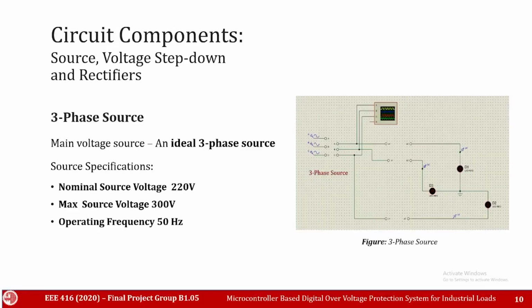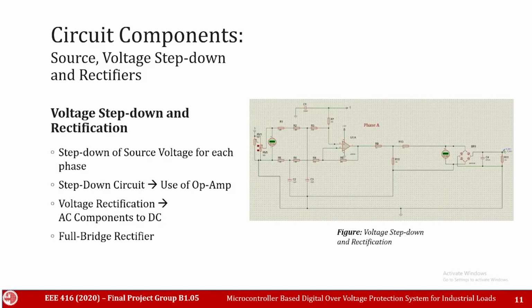For our design, we used an ideal three-phase source as our voltage source, as it can be seen from the schematic. The three phases are connected to the three loads, and the loads are controlled by the relay system. After that, we designed our voltage step-down and rectification system to convert the higher source voltage to a lower voltage so that it is safe for the voltage sensor to read the signals. We converted a high 220 volts to a low voltage of around 5 volts. The step-down circuit was implemented using simple op-amp components.